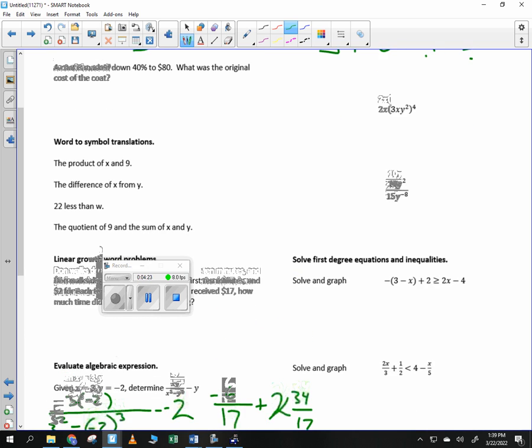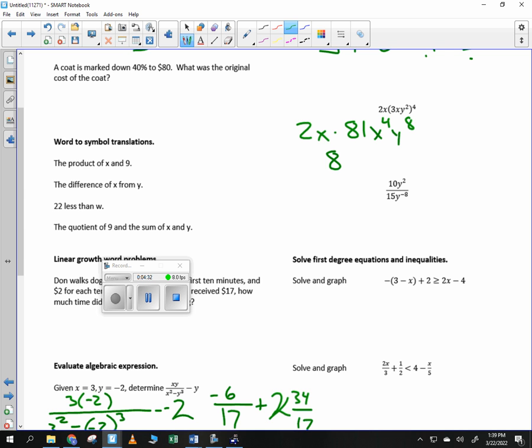So you should have multiplied this out. We get 2x times the quantity 3 to the 4th is 81. X to the 4th, y to the 8th. Now we multiply that. We got 162. X to the 5th, y to the 8th. That's our result. How do you know when to multiply the exponents?